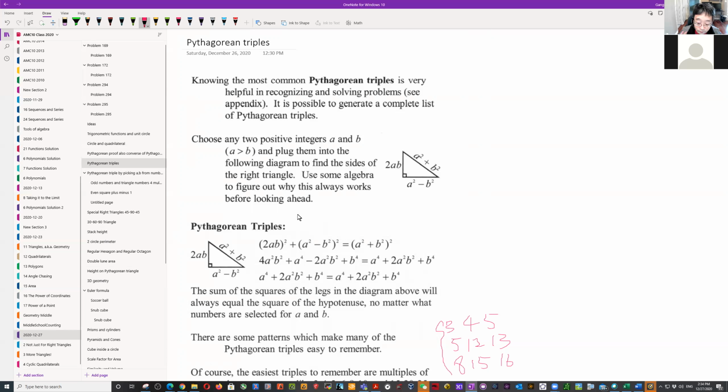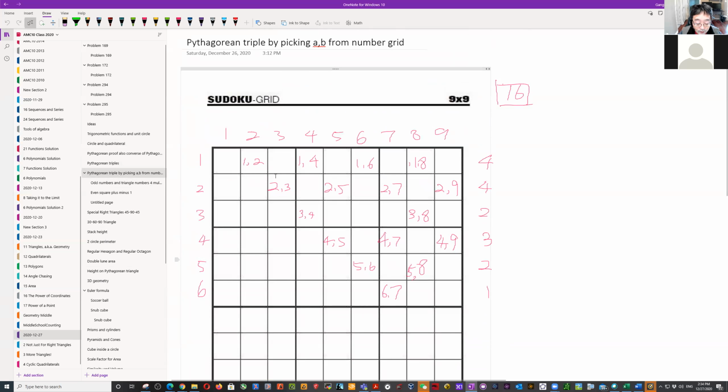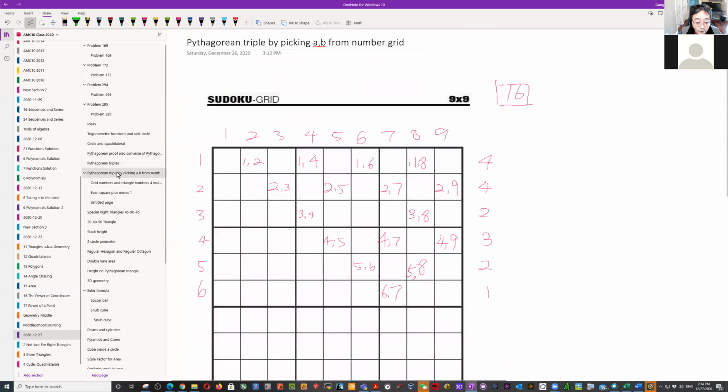So basically, to find a unique Pythagorean triple, all you really need to do is pick a number a, pick a number b, and it's going to potentially generate one. But there are some caveats. The task is to generate all the Pythagorean triples less than 100, for example.